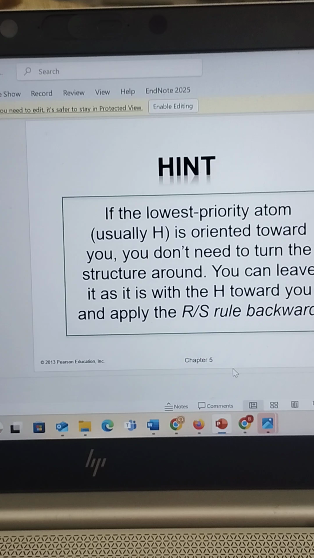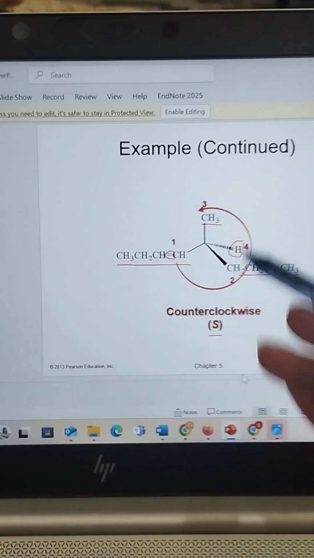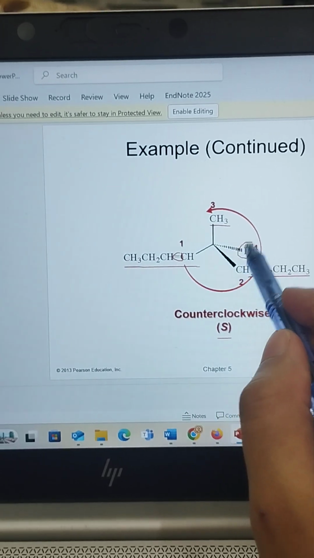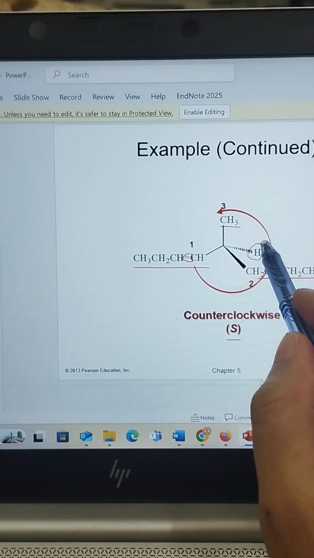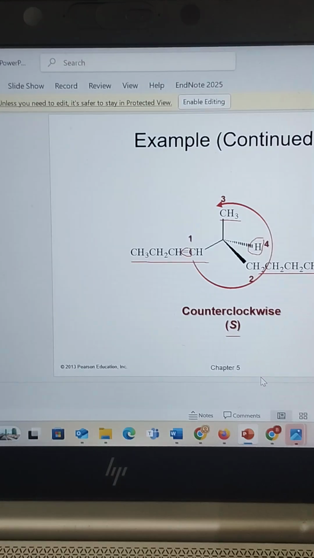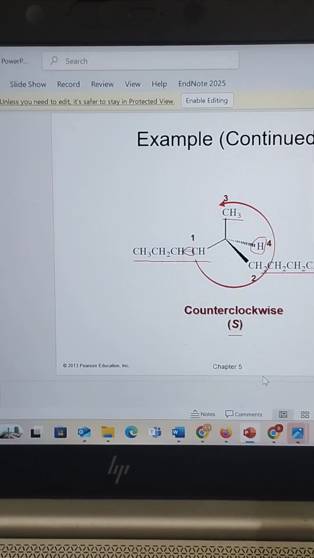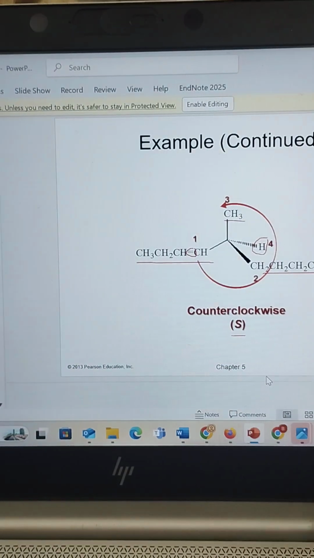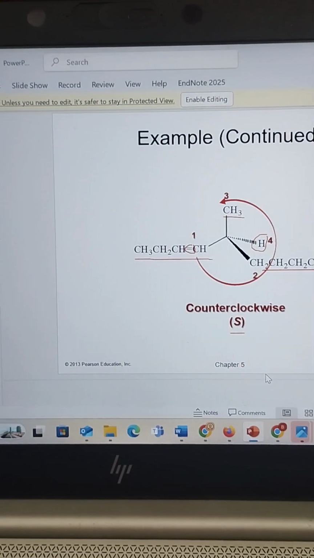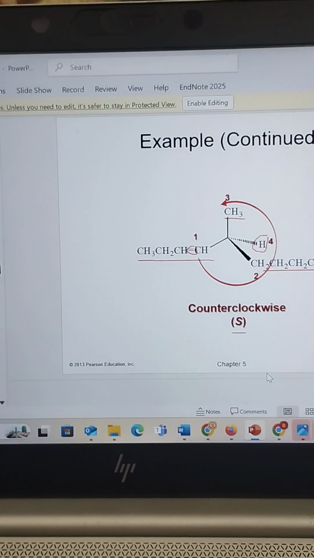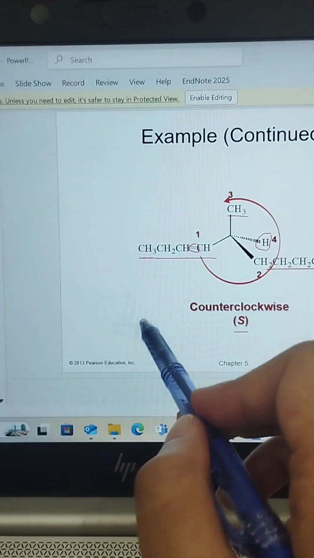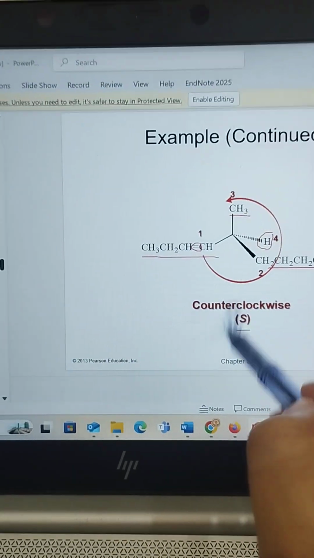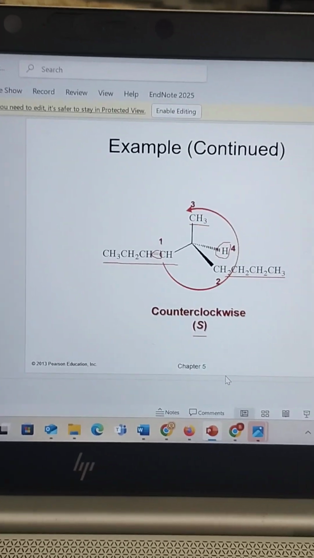So about this point, for example, suppose that this hydrogen is not on the dash, it would be on the wedge like this. So we will assign the numbering, just normally draw the arrow, and whatever the configuration, we will just reverse it. Like if it comes to be R, then we will say it would be S. If it comes to be S, then we will say it would be R. So this is just a common hint.